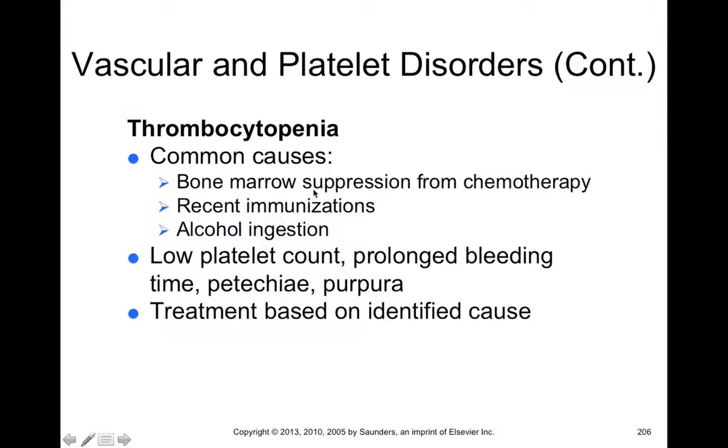If someone has bone marrow suppression from chemotherapy, then you should expect that when they're off their chemotherapy, their thrombocytopenia should reverse. Or if they have bone marrow suppression from too much alcohol ingestion, which could lead to thrombocytopenia, treating that alcoholism or addiction should be one of the treatment methods there.